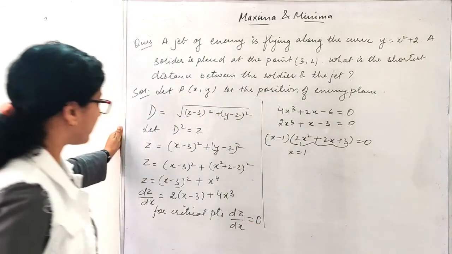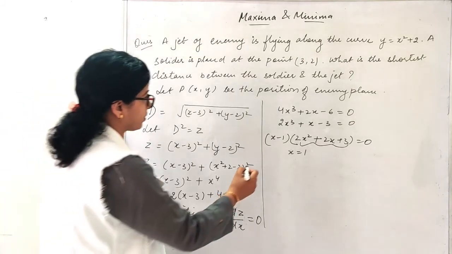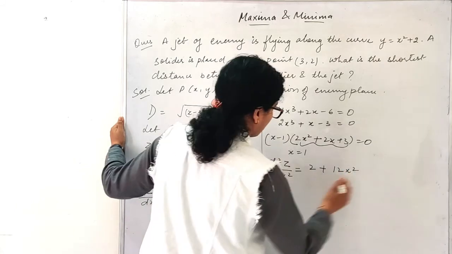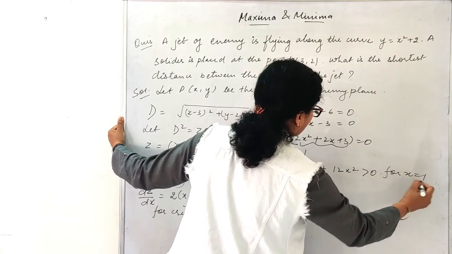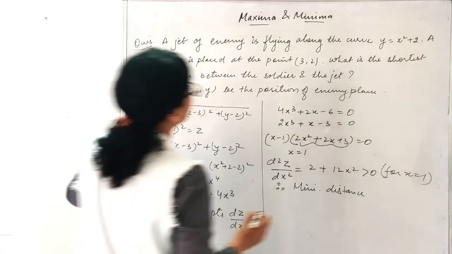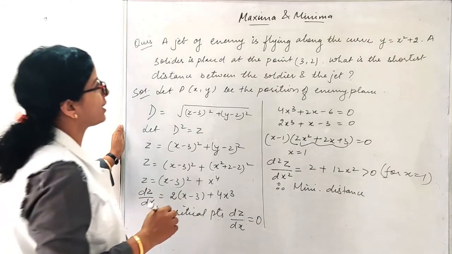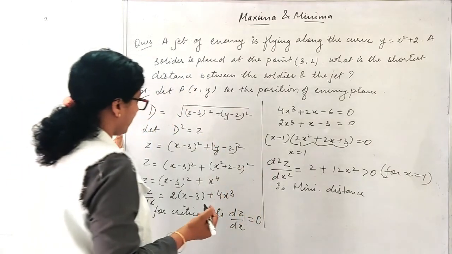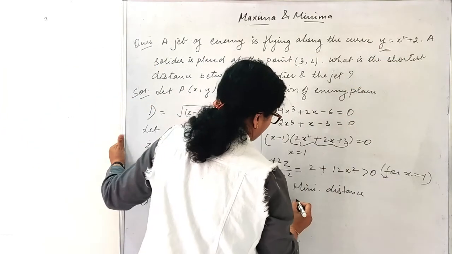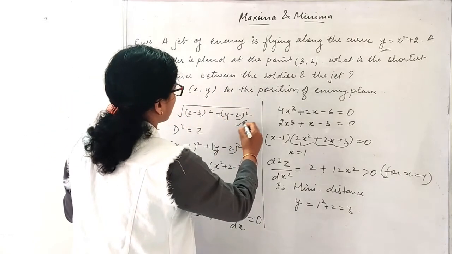Now to find out whether my point is a minimum or not, I will double differentiate this equation. So it will be greater than 0 at x equals 1, right? So hence it is the minimum distance. Now I have to find the point and the shortest distance. Let us find the value of y. How can I find the value of y? I'll substitute in the curve equation. It's 3, right?